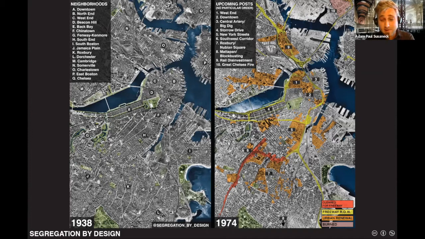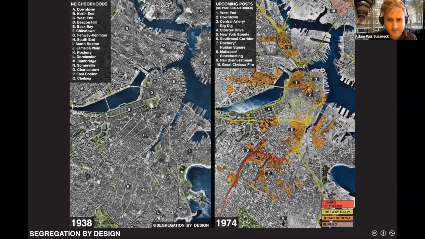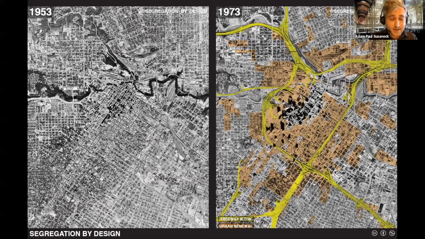So again, Philadelphia, Boston, Chicago. And it's not just old cities. It's not just what we typically think of as the pre-automobile cities that were affected by this. This is Houston. Houston at one point was a walkable, streetcar-based city. But it was surrounded by this loop of freeways that continues to plague it to this day.